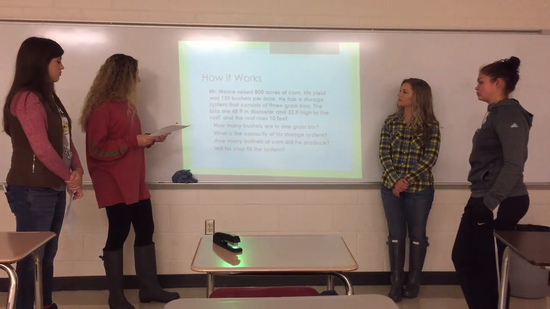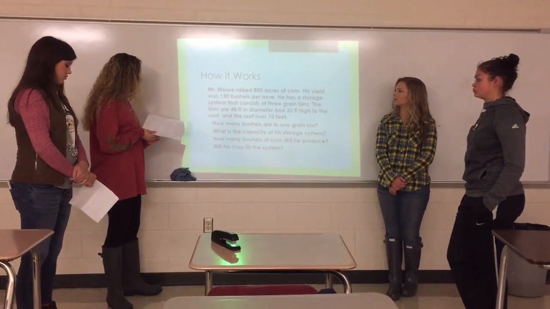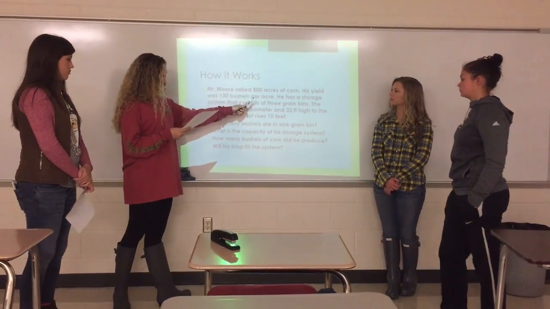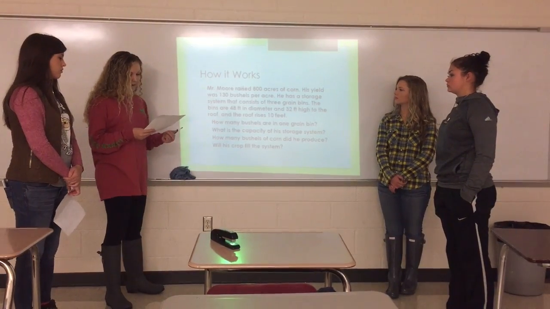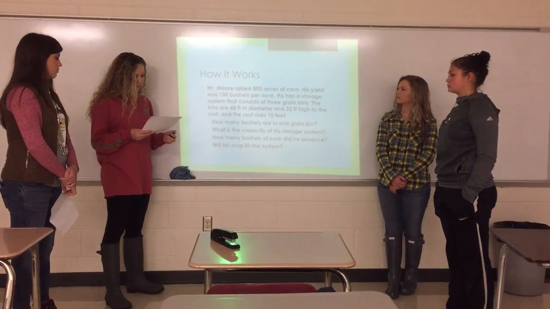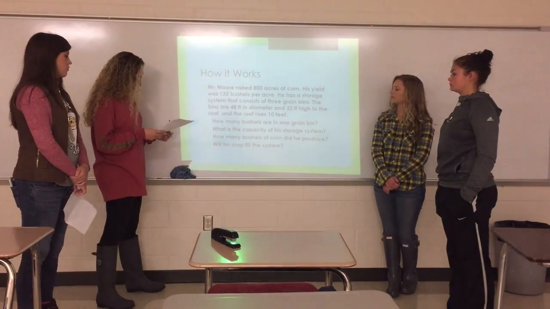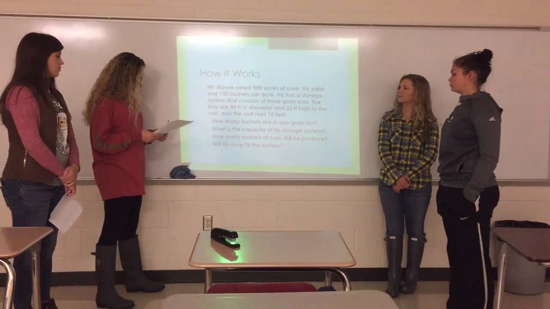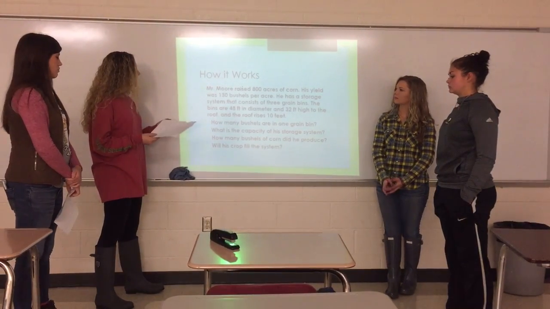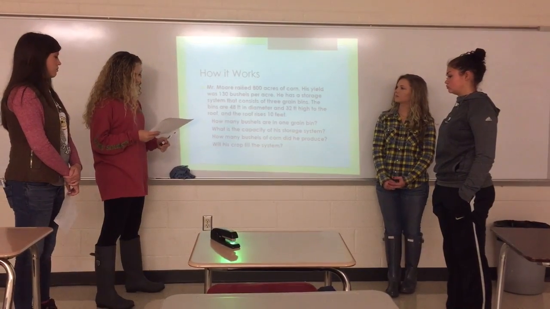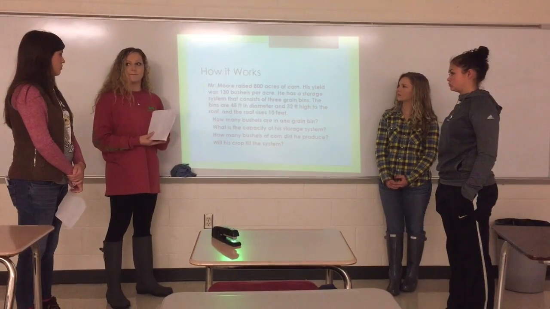153,000 bushels. The third question was, how many bushels of corn did he produce? He has 800 acres of corn, and then you multiply that by the 130 bushels per acre, and that gives you 104,000 bushels. The last question was, will his crop fill the system? He produced 104,000 bushels, and his system can hold 153,000, so he'll have 49,000 bushels of room left. Next slide.